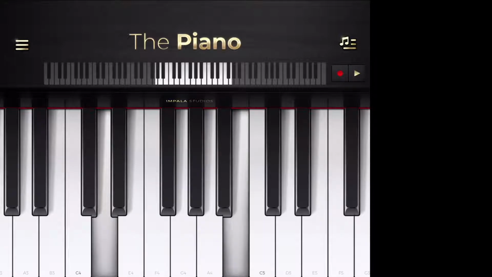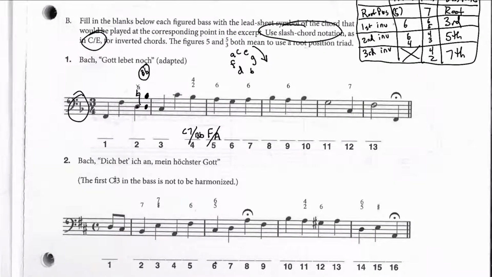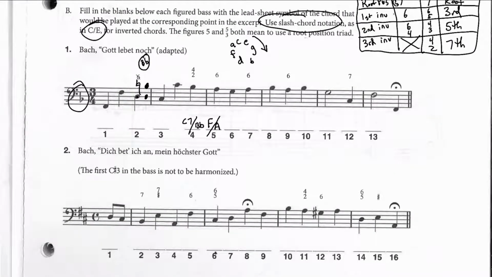Well, D, F, and B is an inversion of B diminished. So this is no longer a B flat major chord. It has now become a B diminished chord. This is a B diminished over D. Woo! That's chewy. Go back and watch it over and over again.